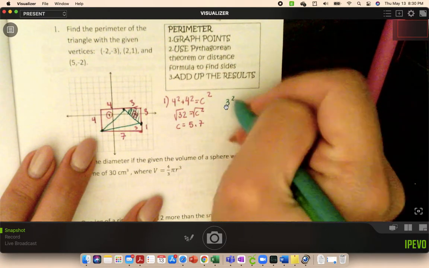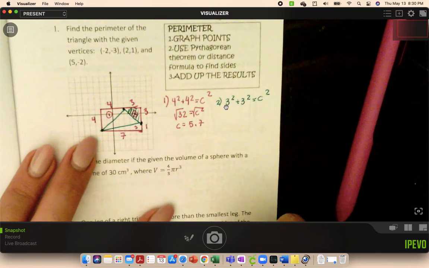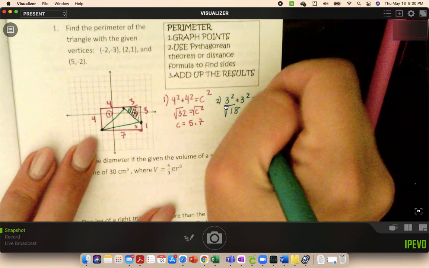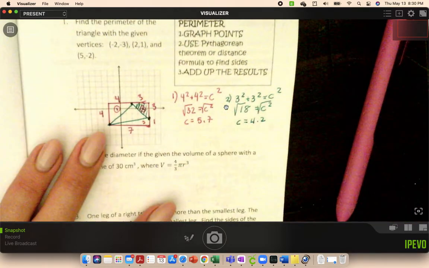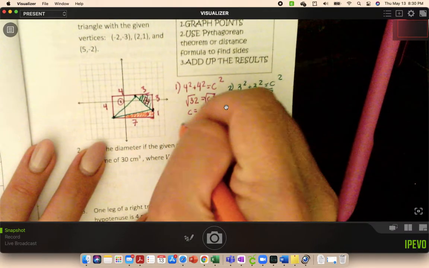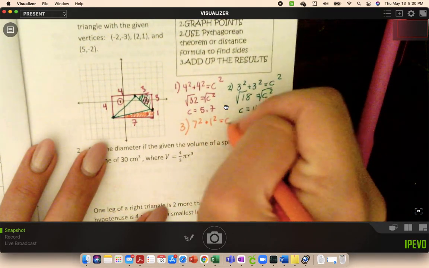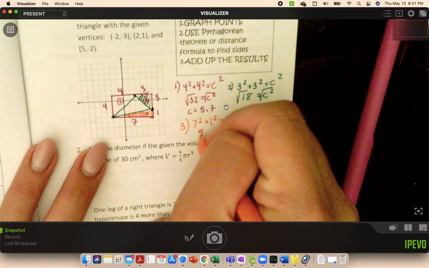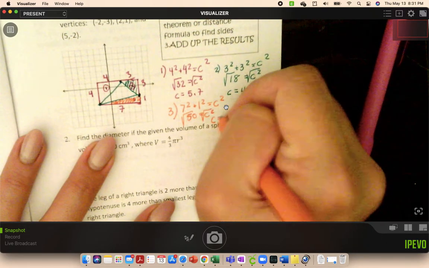So I've got 3 squared plus 3 squared equals c squared. And we know 3 squared is 9, so 9 plus 9 is 18. Again, we have to take the root because I don't want c squared, I want a plain old c. And we've got c is equal to 4.2. All right. My last one, I'm going to go and do 7 squared plus 1 squared equals c squared. 7 squared is 49, and 1 squared is 1, so 49 plus 1 is 50. Take your roots. So c is 7.1.